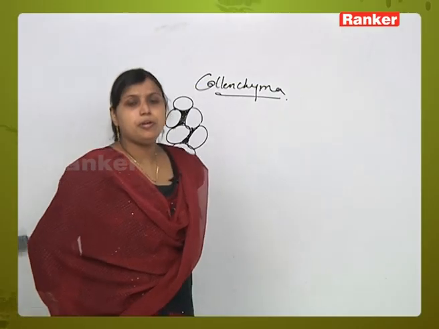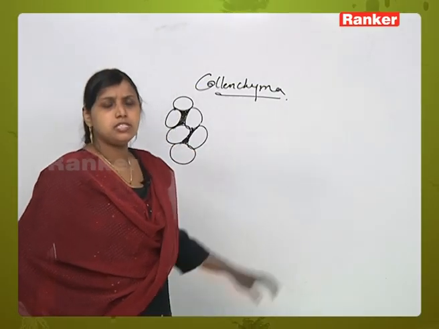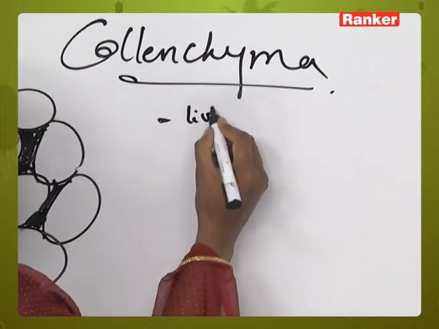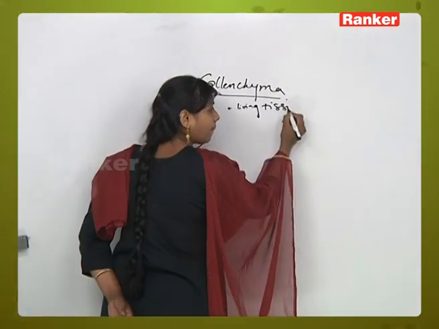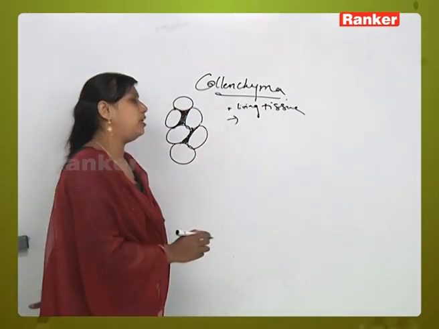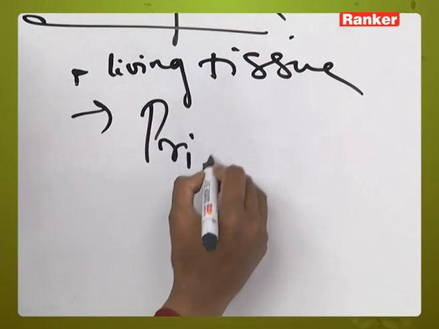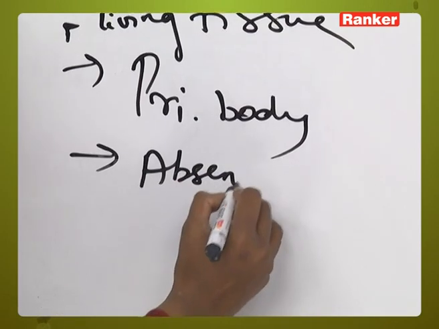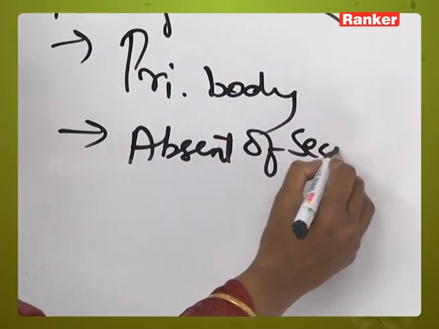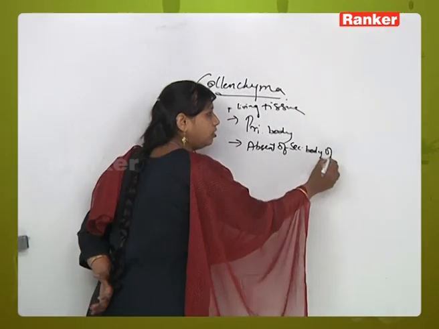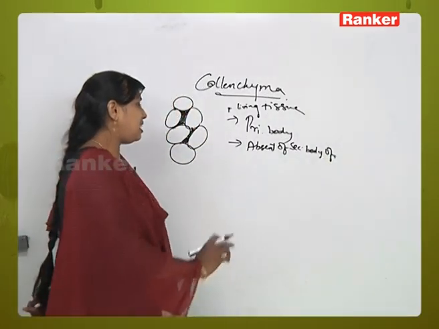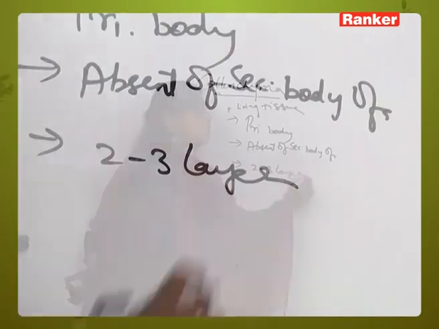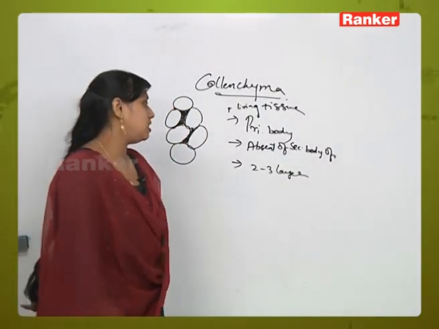Next type of simple tissue we are having is Collenchyma. Collenchyma is also a type of living tissue, and it is found in almost all the primary body of the plant. It is absent in the secondary body of dicots. This Collenchyma is present in 2 to 3 layers below the epidermis and forms a layer called the hypodermis.